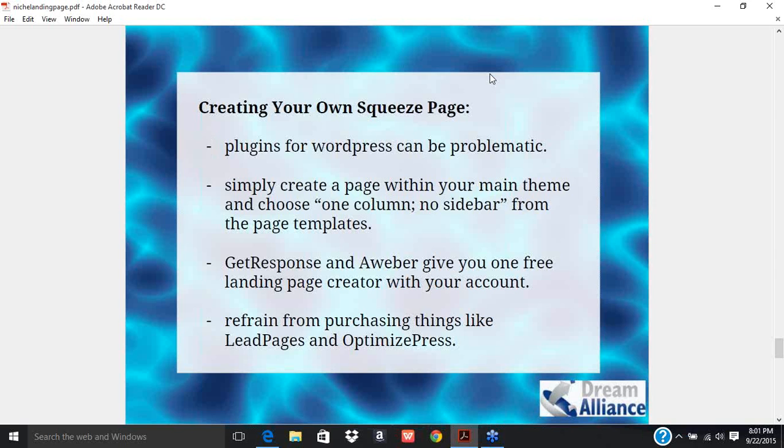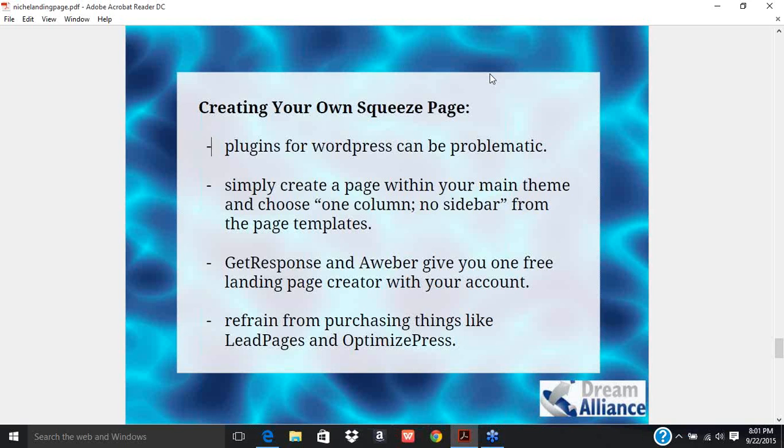If you want to get a little bit more advanced, GetResponse and Aweber give you landing pages now. They have their own landing pages that come free with these accounts. So GetResponse landing pages are very cool, and you can create one there. So as long as you're still paying for GetResponse, if you're going to use it for a while, you can create landing pages there. And so don't buy anything, okay?